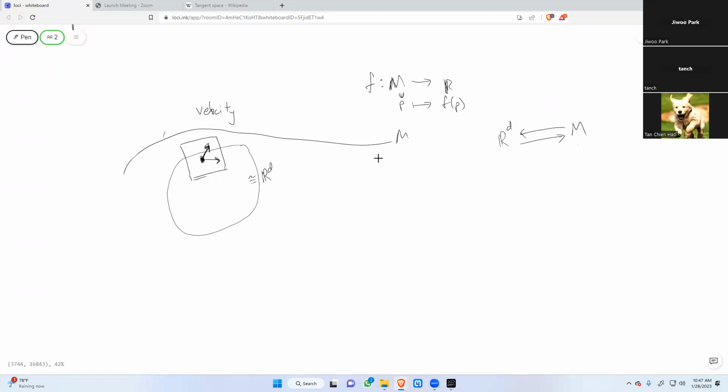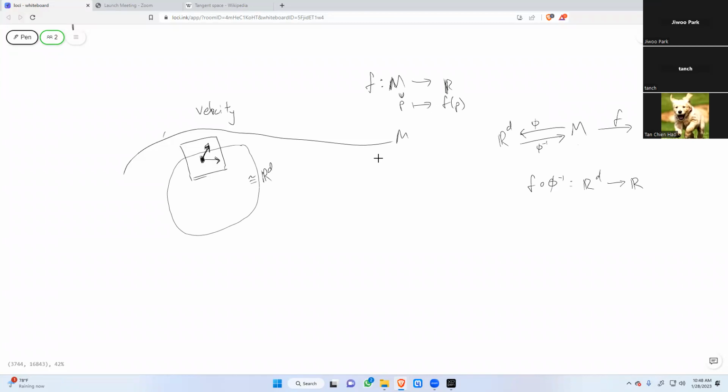And then we have the map from M to R. I'll just call the homeomorphism phi, as we usually denote it. If you compose f with phi inverse, we actually get a map from R^D to R, and this is something that can be differentiated.